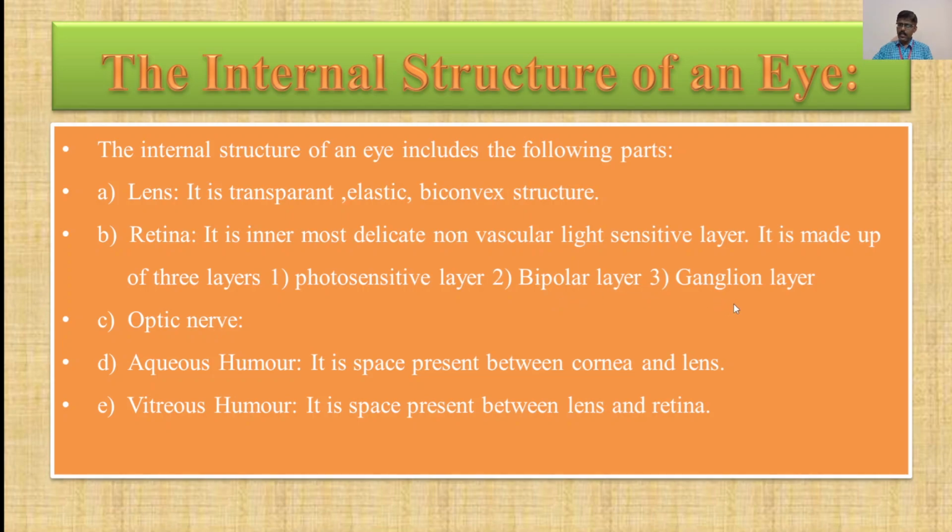And the third layer is the ganglion layer. Now remember again these three layers in the retina: the photosensitive layer, the second is the bipolar layer, and the third is the ganglion layer. Then the next part is the optic nerve. Again, the next part is the aqueous humor. It is a space present between the cornea and the lens. Then the vitreous humor, we have seen in the previous diagram. It is the space present between the lens and the retina.